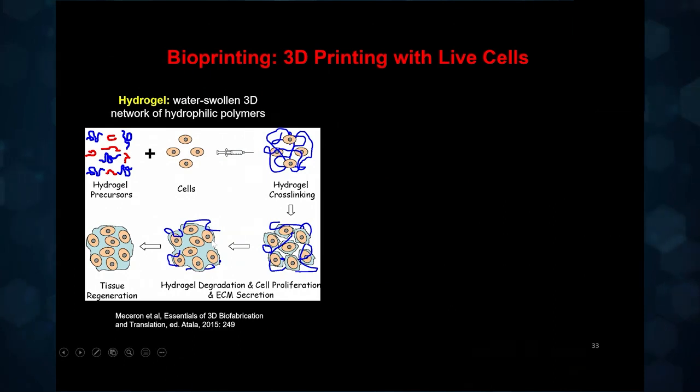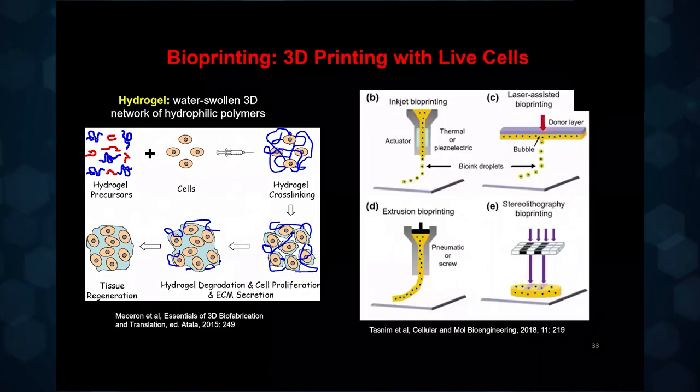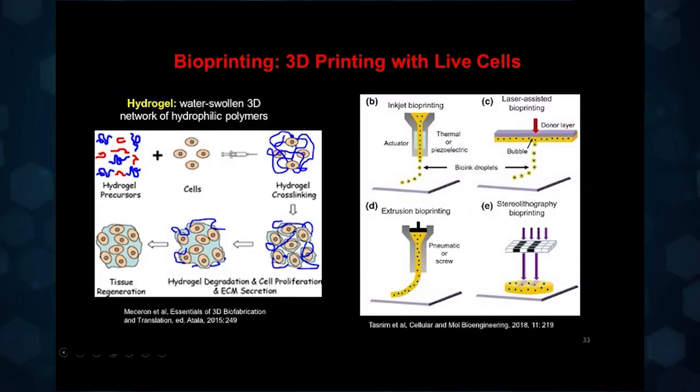Now, this has been around for a while, and people have started adopting hydrogels along with 3D printing techniques to print live cells. So the techniques are pretty much what we've discussed. You can have inkjet bioprinting. Here, if you take the hydrogel along with your cells, you can have actuation, and drop by drop, your cells along with the polymer would get deposited on the substrate. You can have extrusion-based printing.